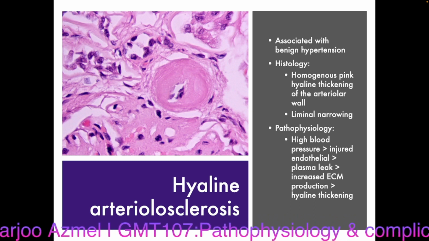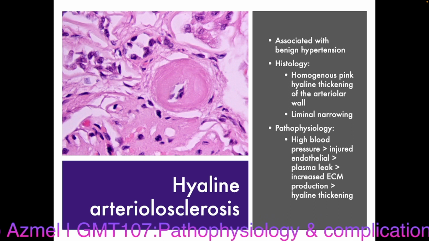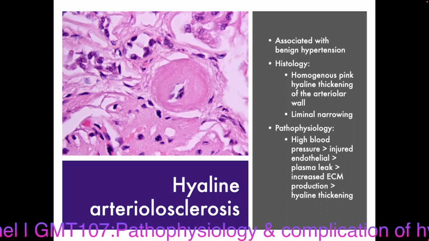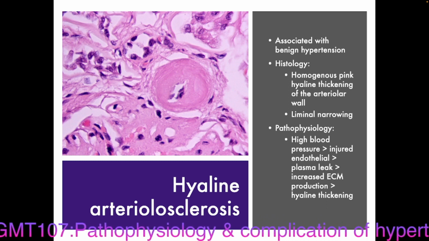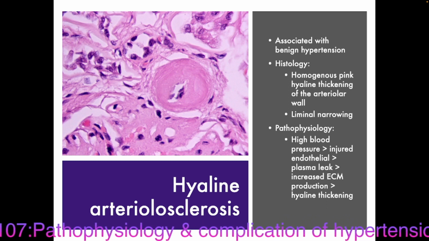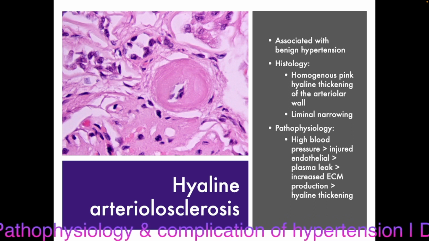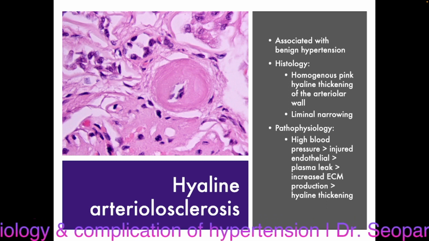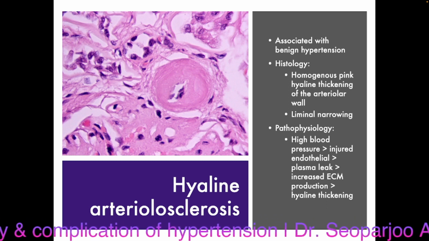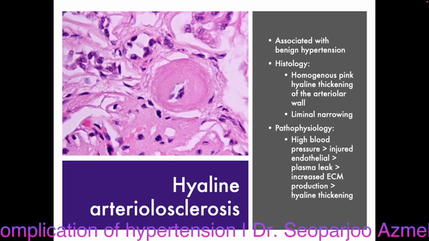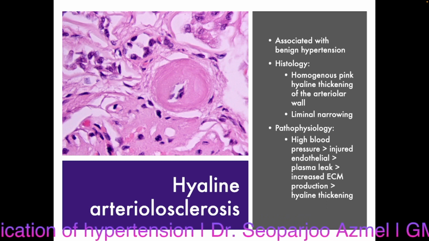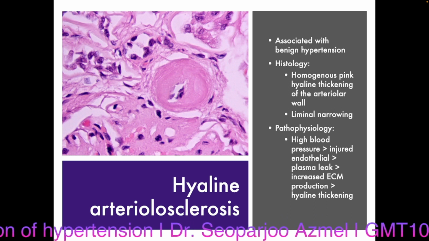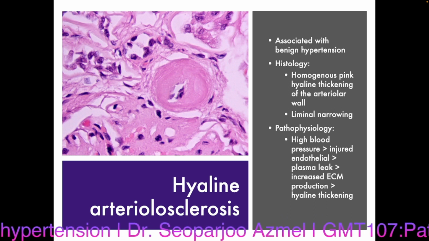For benign hypertension, we can usually find this hyaline arteriolosclerosis in the small vessels. Histologically, you can see the homogeneous pink hyaline thickening of the arterial wall, and luminal narrowing. The narrowing is circumferential, so the thickening of the blood vessel wall is circumferential.